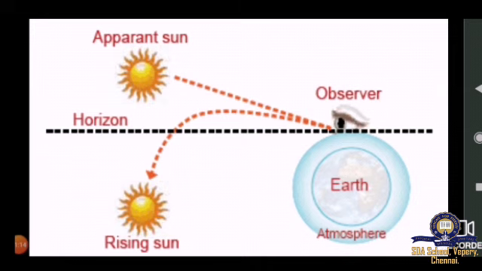Similarly, at sunset, we continue to see the sun 2 minutes after it has gone below the horizon. Thus, the day becomes longer by about 4 minutes.